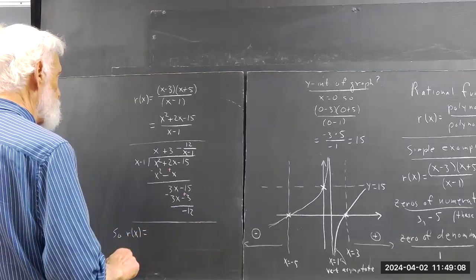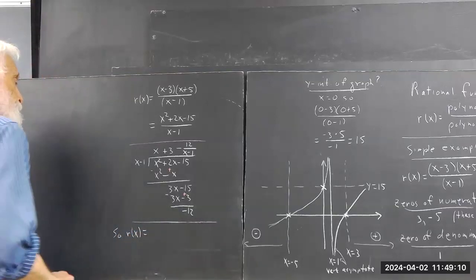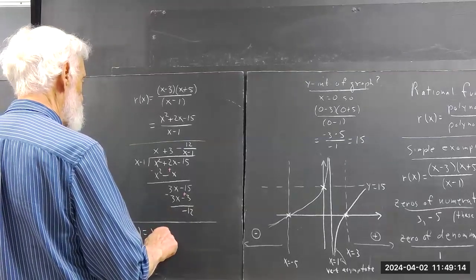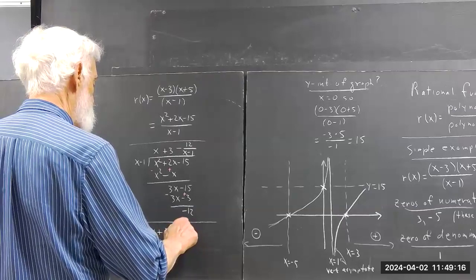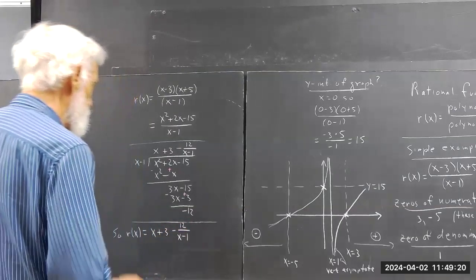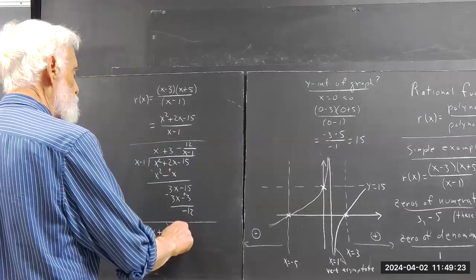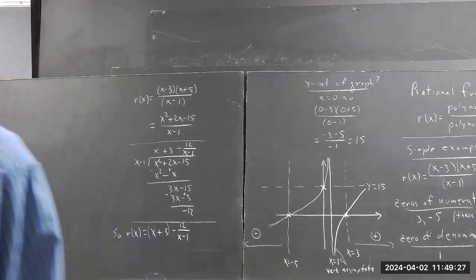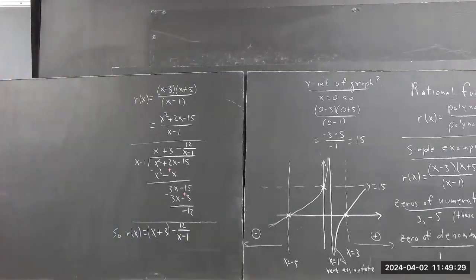So r of x equals x plus 3 minus 12 over x minus 1. Now let's talk about what information that gives us.